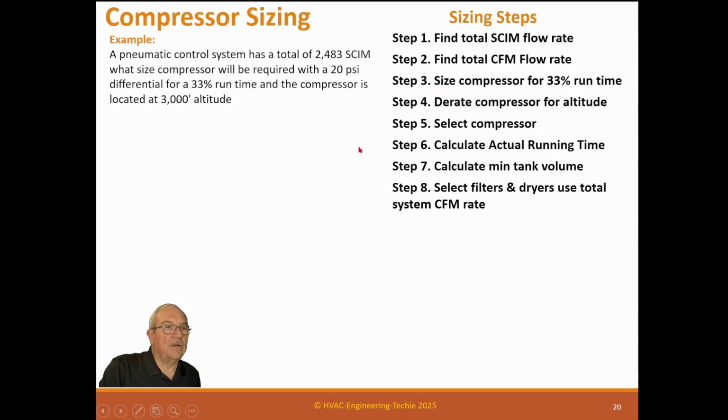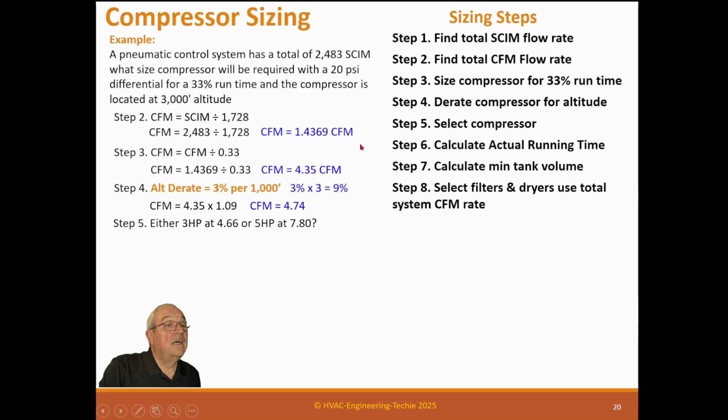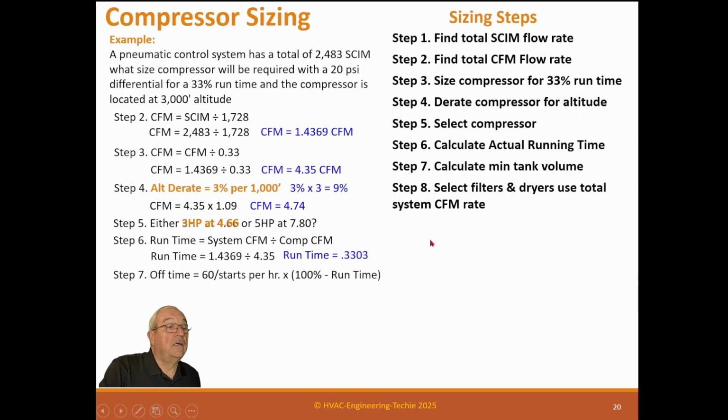We're going to get back down to our example. Okay, so either a 3 horsepower at 4.66 or a 5 horsepower at 7.8. It depends on whether you want to have some extra standby. Runtime is system CFM divided by compressor CFM. So runtime is 1.439 divided by 4.35. It's a runtime of 0.3303. It's slightly over 33%. So off time, 60 starts per hour at one time minus runtime.